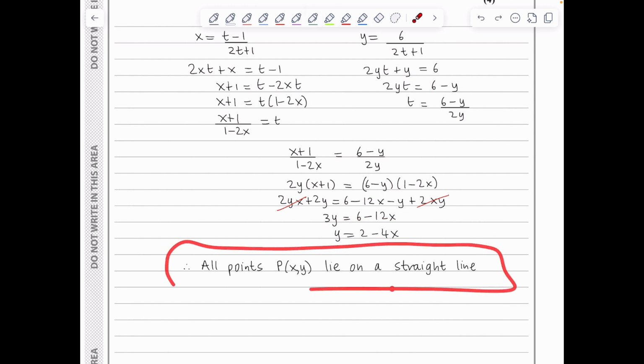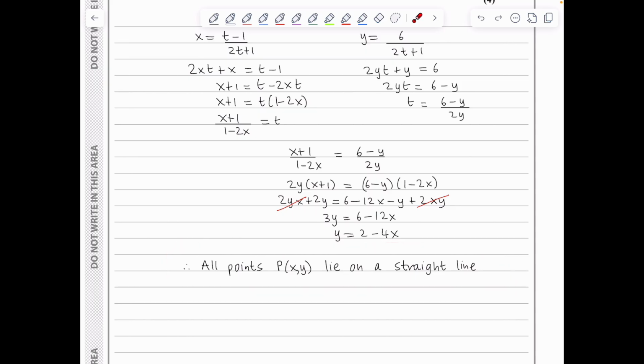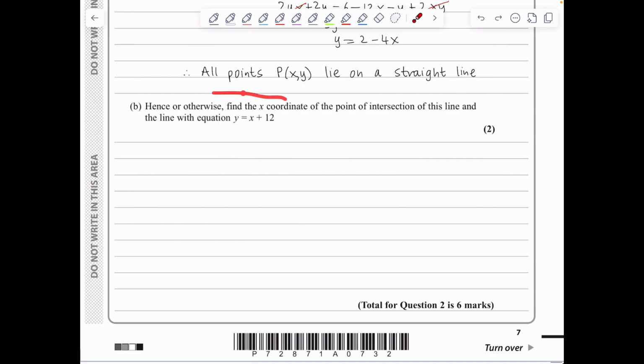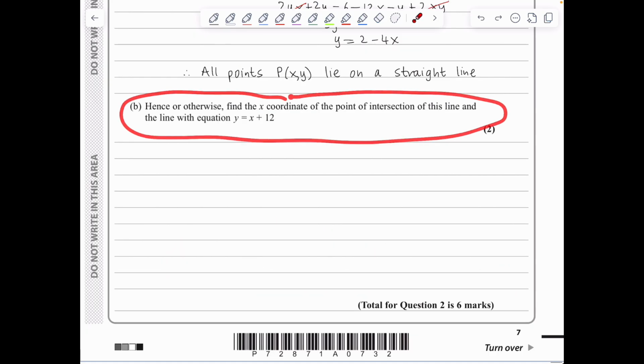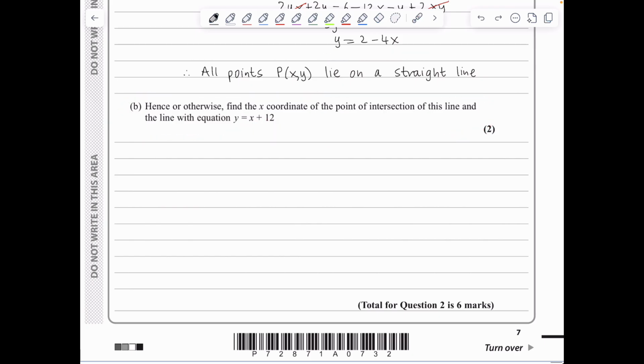Without the conclusion here, you will be penalized with a mark. In part B, we are asked to hence or otherwise find the x-coordinate of the point of intersection of the line which is found with the line y is x plus 12. Obviously, I'm solving simultaneous equations here. So we've got 2 minus 4x being equal to x plus 12, leading to negative 10 being 5x, and therefore the x-coordinate is negative 2.